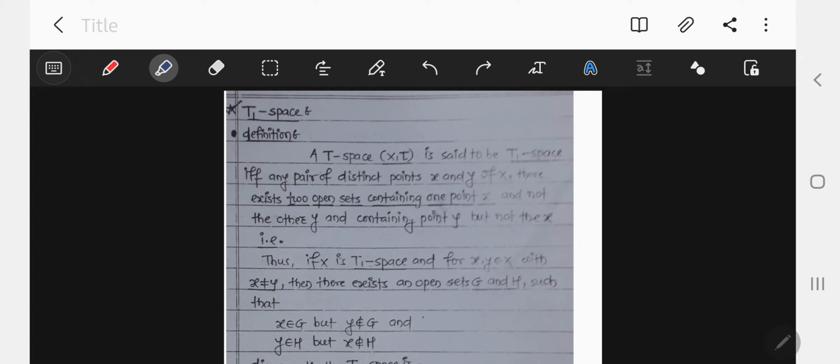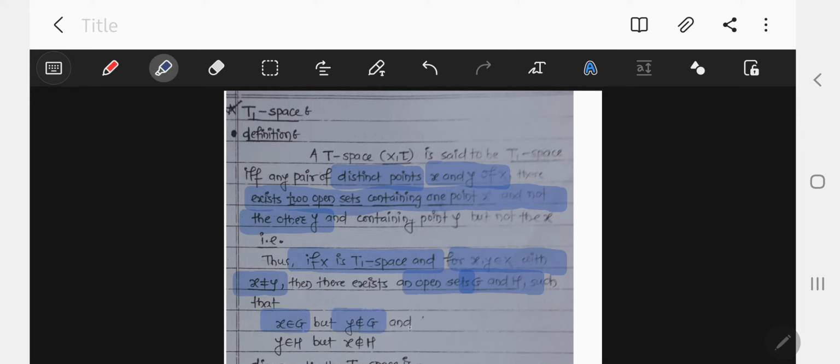Second definition was T1 space. In this definition, this topological space X, tau is said to be T1 space if and only if for any pair of distinct points x and y of X, there exist two open sets containing one point but not the other. That is, if X is topological space, then for any distinct points x and y of X, there exist open sets G and H such that x belongs to G but y does not belong to G, and y belongs to H but x does not belong to H.